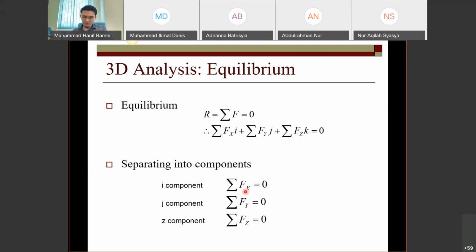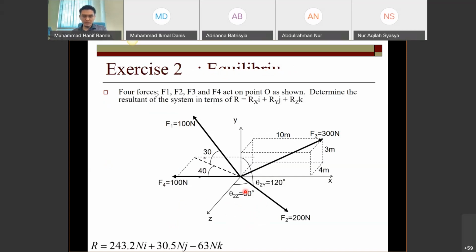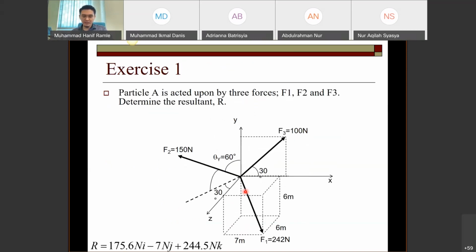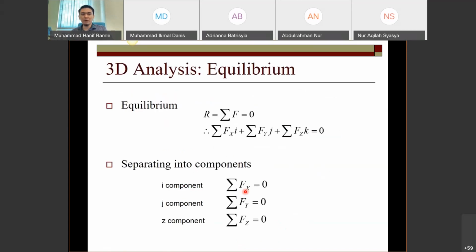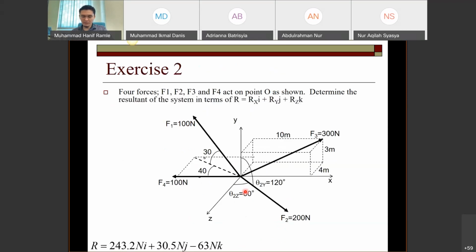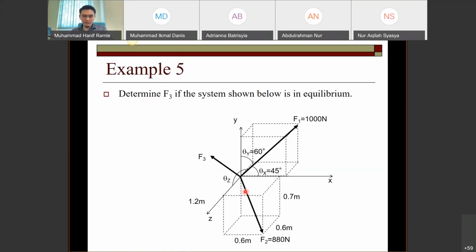Because the previous one, we just needed to find the resultant. This one, exercise 1, from here we just need to find the resultant. And in some examples, some problems, you may need to find the force. Okay, so let's begin with an example.